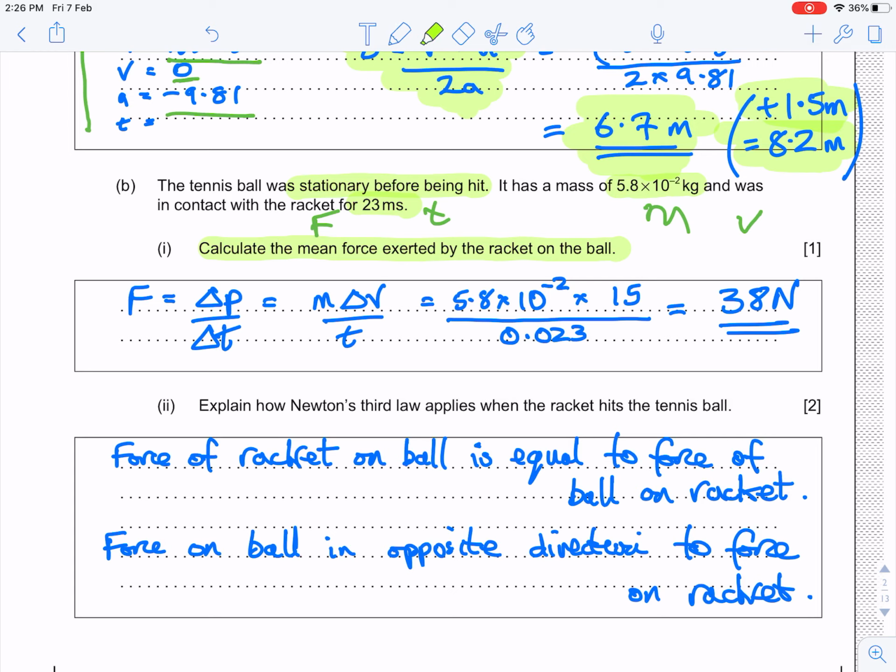So I look in my data booklet and I realise it's something to do with this equation, that force equals the change in momentum over time, or mass times change in velocity divided by time. So putting my numbers into the equation, I get an answer of 38 newtons.